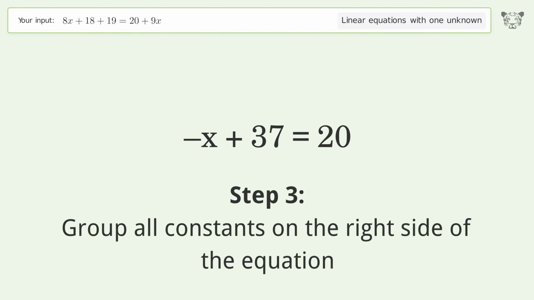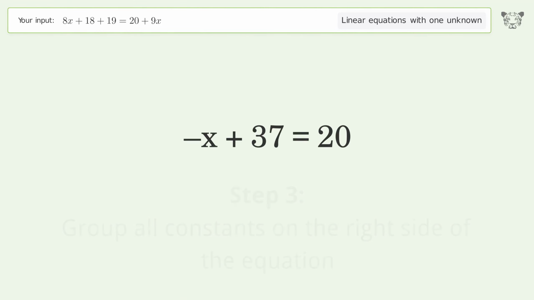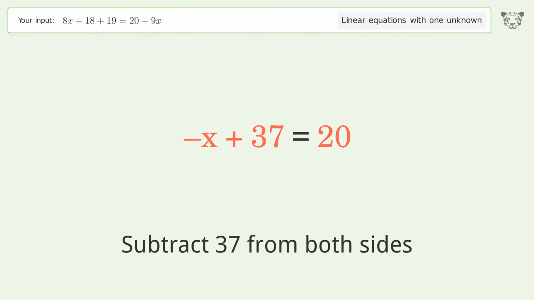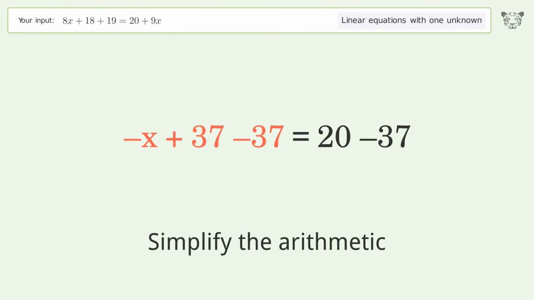Group all constants on the right side of the equation. Subtract 37 from both sides. Simplify the arithmetic.